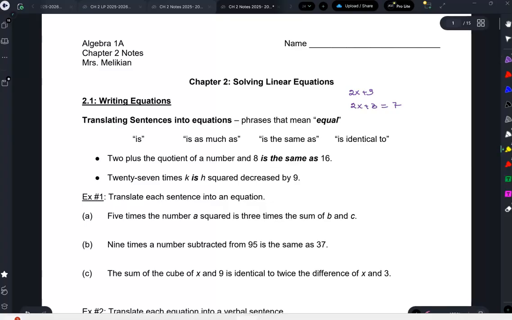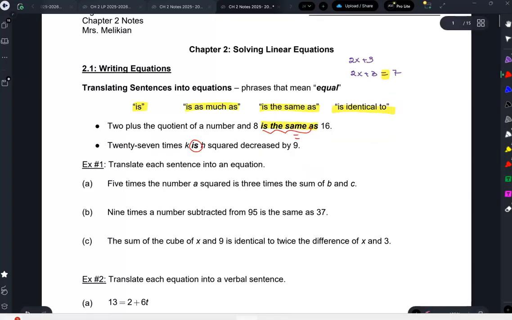And then for the equal sign, right, there are some terms that mean equal. And those are, is as much as, is the same as, is identical to. All of these mean put an equal sign. So here, look at this one. One example is 2 plus the quotient of a number and 8 is the same as 16. So when I see this, I put an equal sign. Okay? Here, I just have the word is. I put an equal sign.